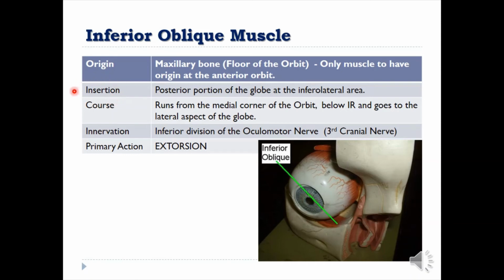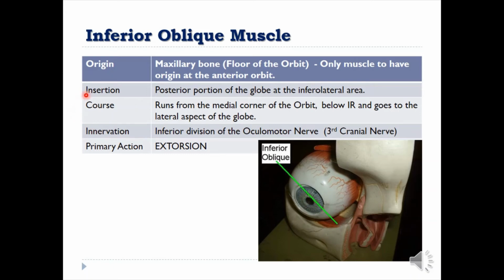So now where is it getting inserted? It is getting inserted in the posterior portion of the globe. This is the anterior portion of the globe, right? Posterior portion, behind, at the inferior lateral area. Now, where is the inferior lateral? This side is superior lateral, this side is superior medial, this side is inferior medial, and this side is the inferior lateral. So it is getting inserted at the posterior part of the eyeball, inferior and lateral.